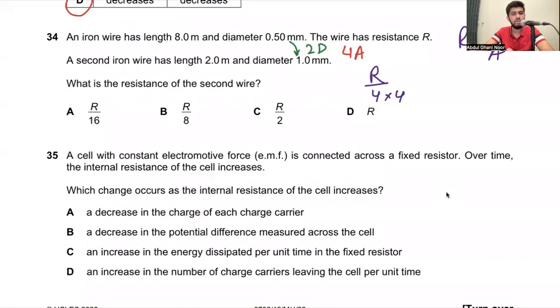So now we've taken both these factors into account and I know that the resistance will be down by a factor of 16. So the answer is R upon 16. I believe this was the easier approach to it.